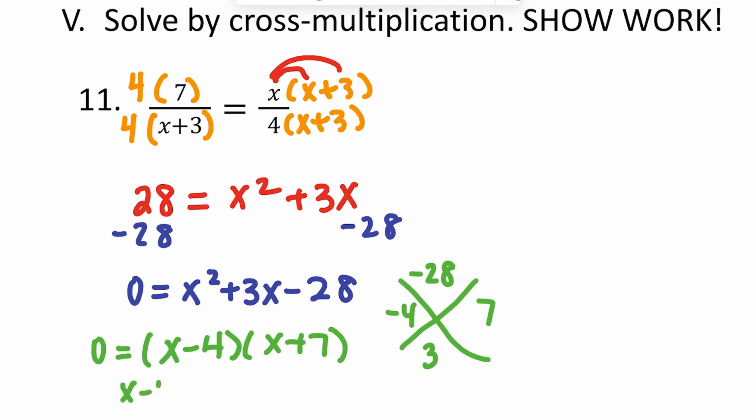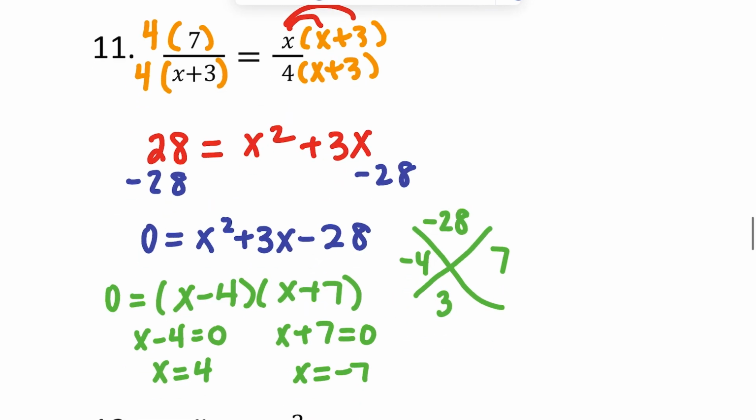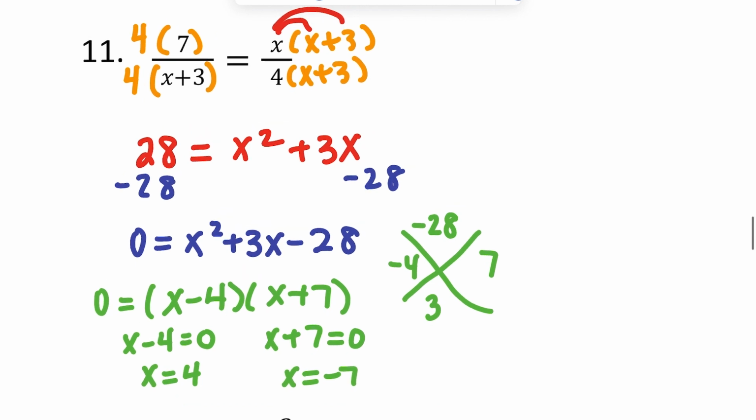Set each factor equal to 0 and solve for x. And I get x equals 4 and x equals negative 7. Last thing, check, are either of these excluded values? Well, the only excluded value this one would have is negative 3, and these are not that. So here are two of the solutions.